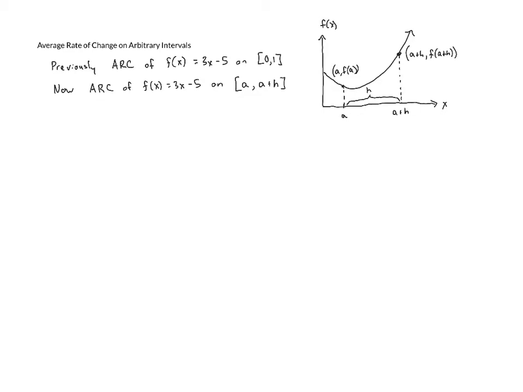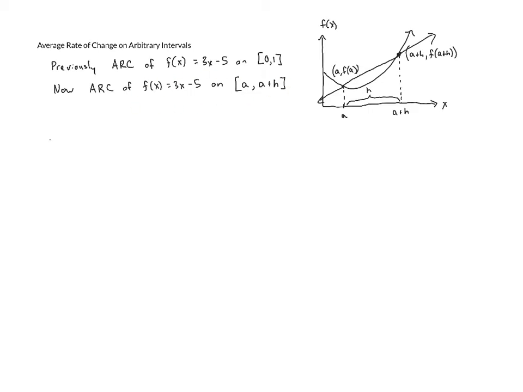So we're going to effectively be looking at the slope of the secant line that goes through these points. But instead of knowing their coordinates in terms of numbers, like 0 and 1, we're going to be looking from a to a plus h. This is going to seem a little weird, but it ends up being very important in calculus. So what we're going to do is we're going to do this problem right here.